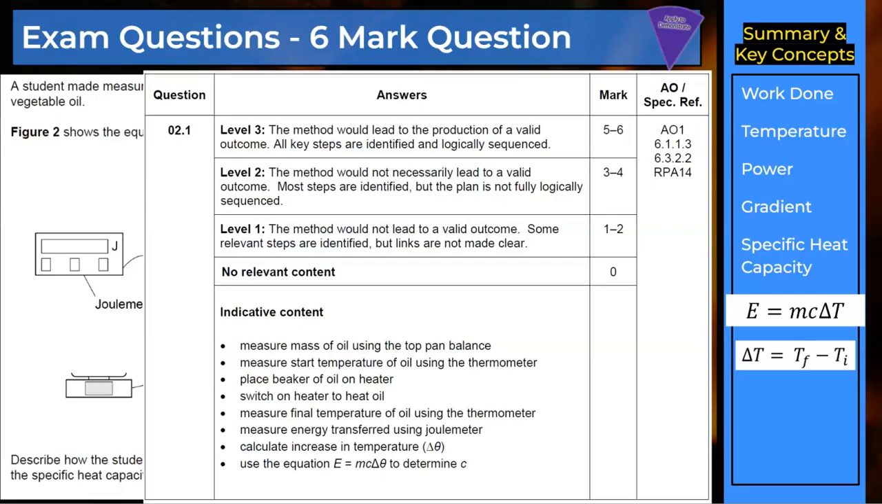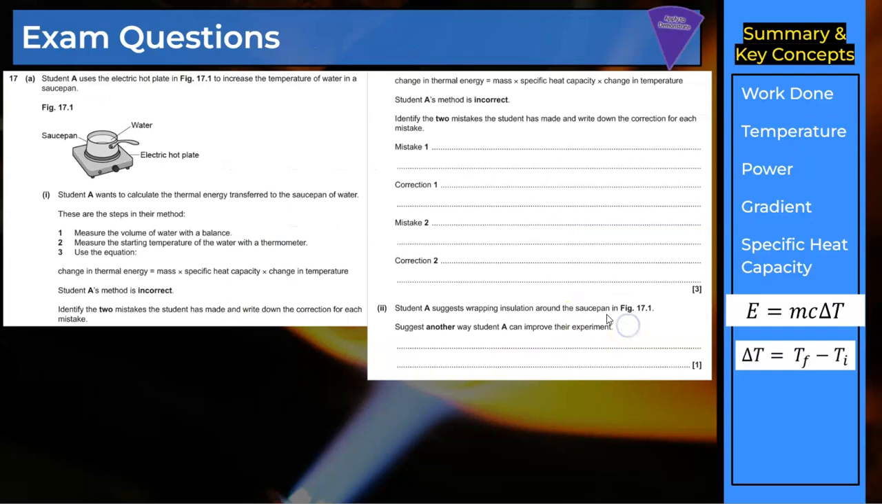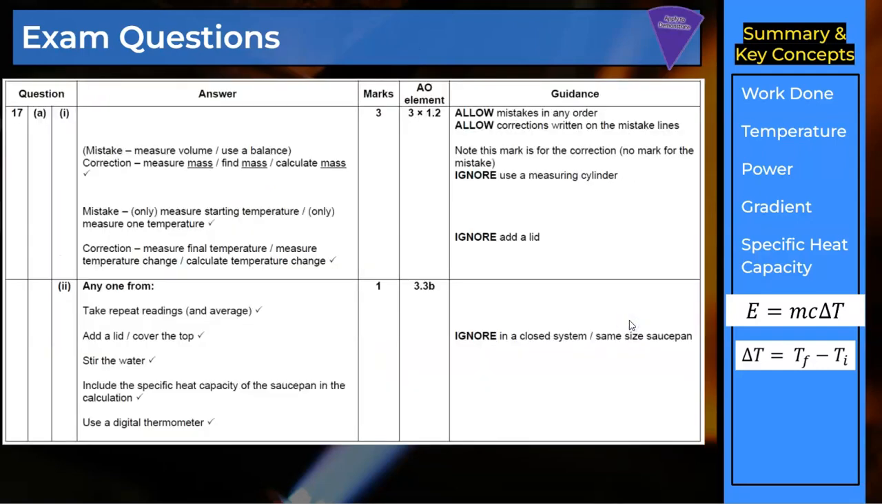But you can use a joule meter to prevent you having to measure the time, the current and the voltage, which this version of the practical does. And then you obviously have to put it into the equation, which you've got each of those. Focus on things like measuring the initial temperature, final temperature. And if it's a liquid you're doing, think about stirring it to make sure that it's evenly distributed.